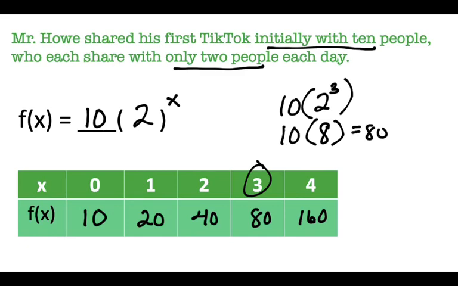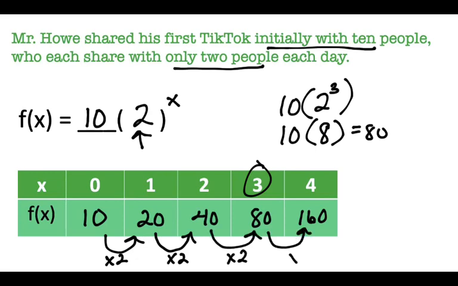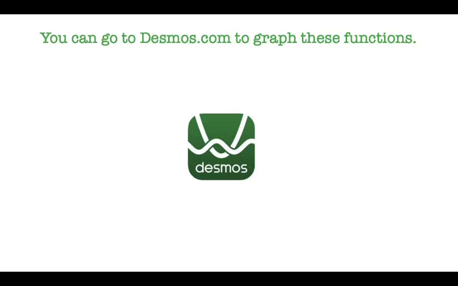So mathematically, you can calculate each one and do the exponent, or you can just do whatever is inside, which is doubling. So that's times 2. Take that answer 20. 20 times 2 is 40. 40 times 2 is 80, and 80 times 2 is 160. Not that hard, huh?